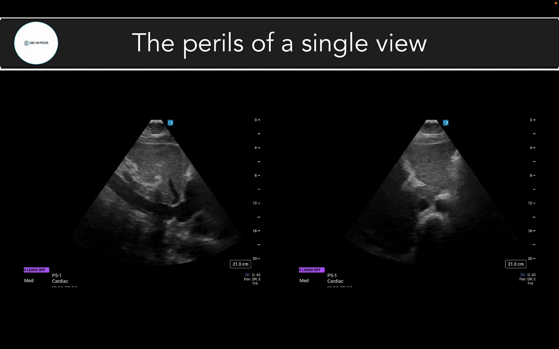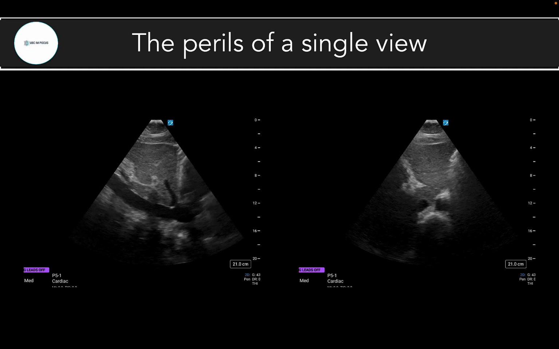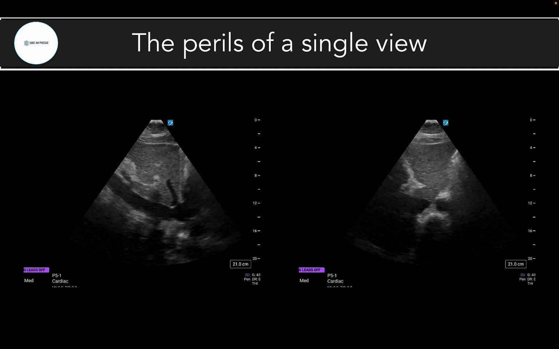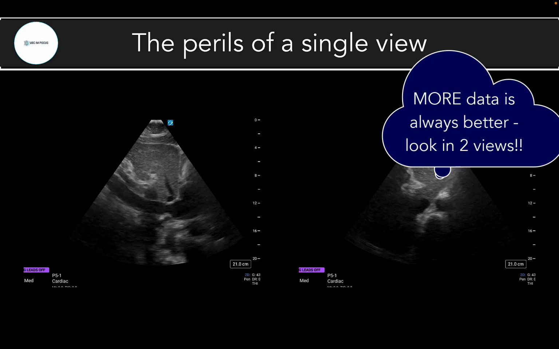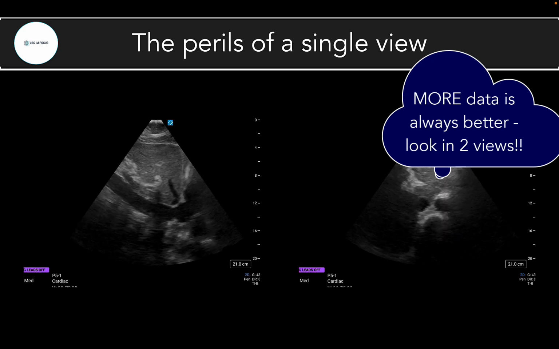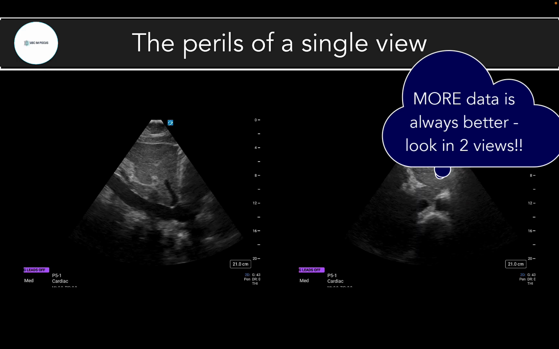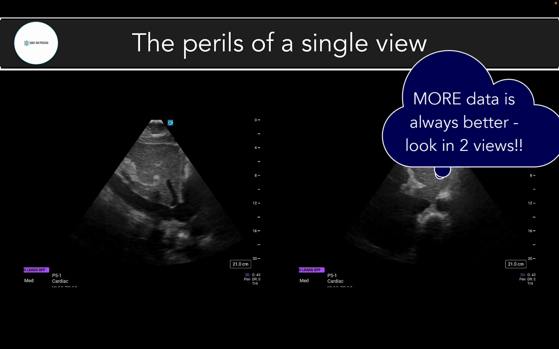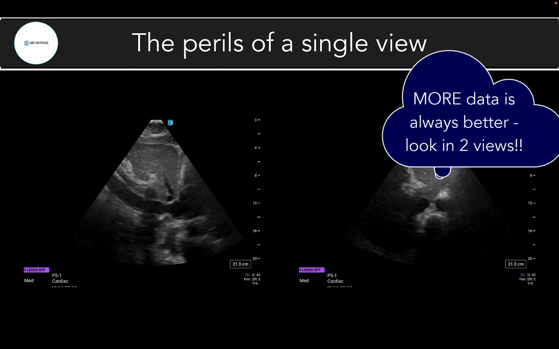Next, and hopefully I've emphasized this point throughout this talk, is looking in only one view or using only one parameter. So like all things in POCUS and in medicine, more data points is always better, as there's caveats to each one. So always scan in more than one view and pay attention to multiple parameters when making your assessment.